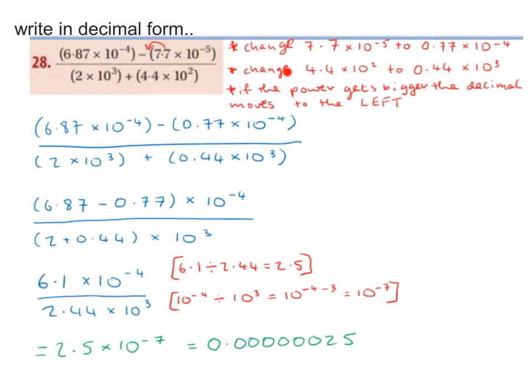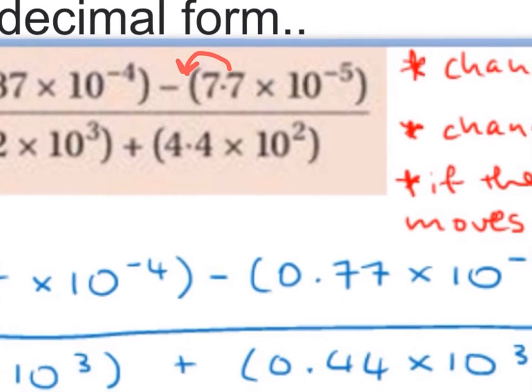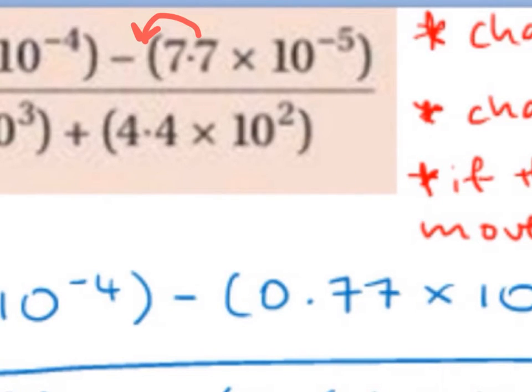The next thing we need to do is to change 4.4 times 10 to the power 2 to 0.44 times 10 to the power of 3. So the 4.4 times 10 to the power 2 becomes 0.44 times 10 to the power 3. Again, the reason we want to do this is so that we match up the powers of 10. So now we have 10 to the power 3 on both sides. Alternatively, we could have made them both 10 to the power of 2. And again, as with the last step, if the power is getting bigger, the decimal is moving to the left. So 4.4 times 10 to the power of 2 becomes 0.44 times 10 to the power of 3. So this decimal point was moved one place to the left.